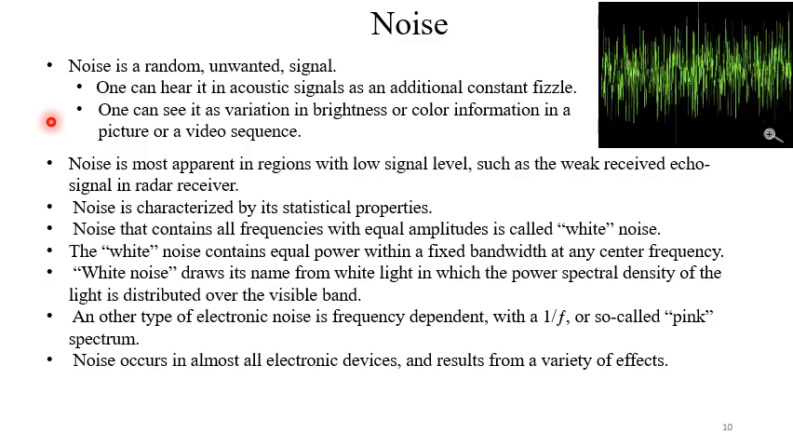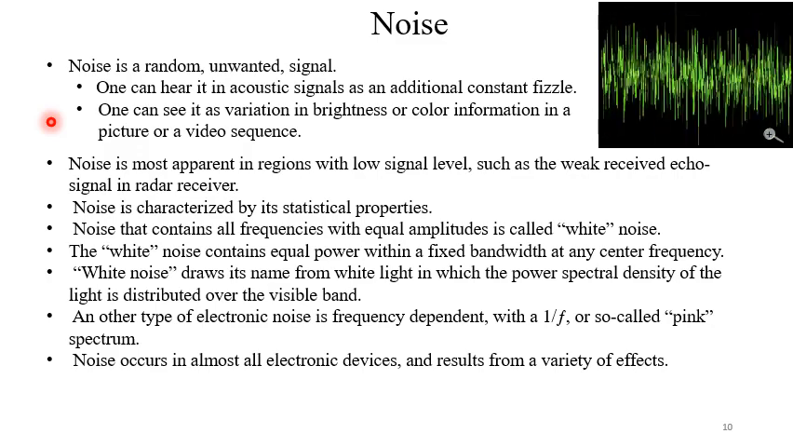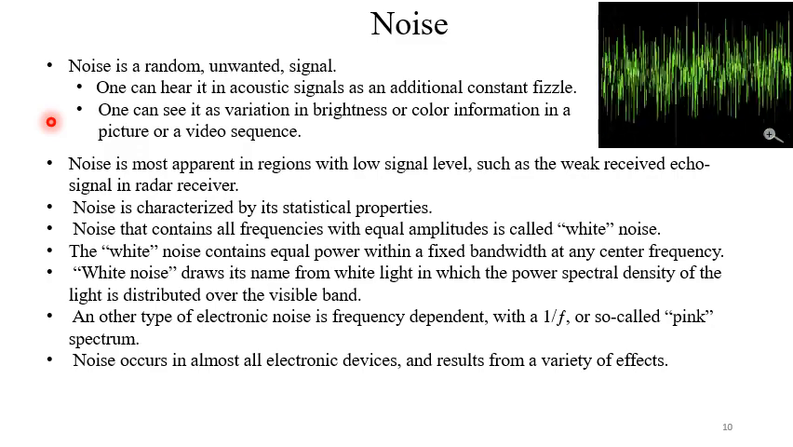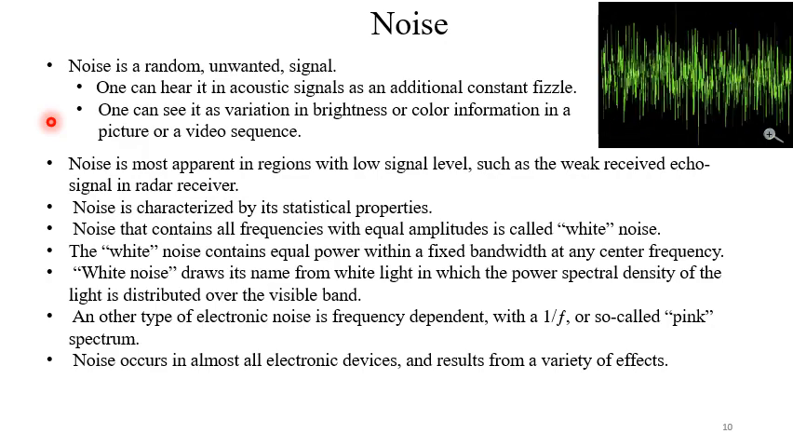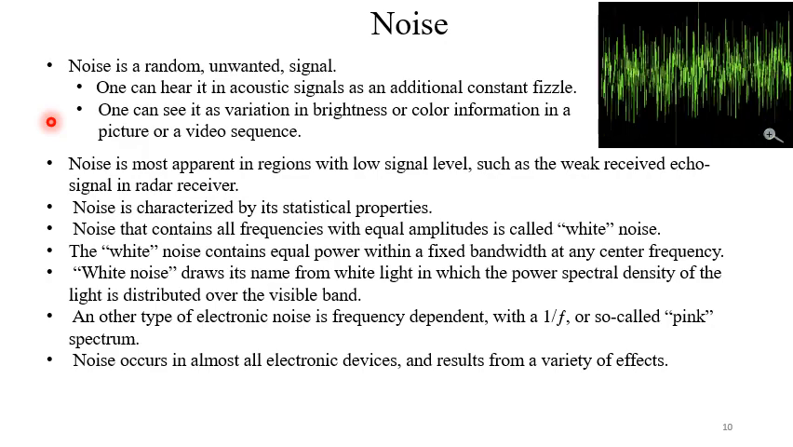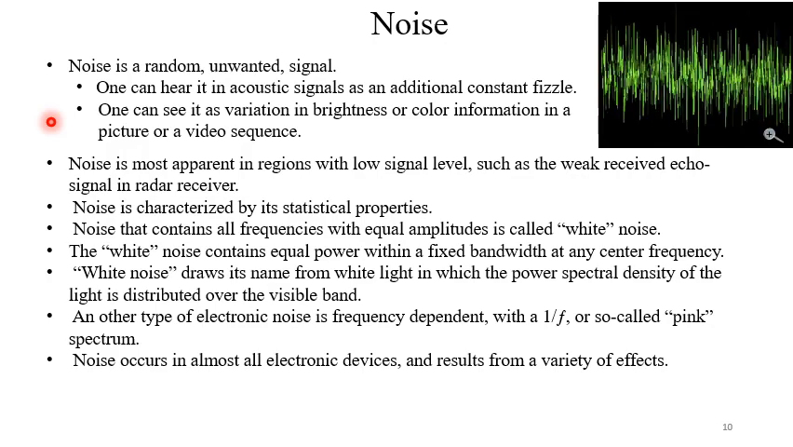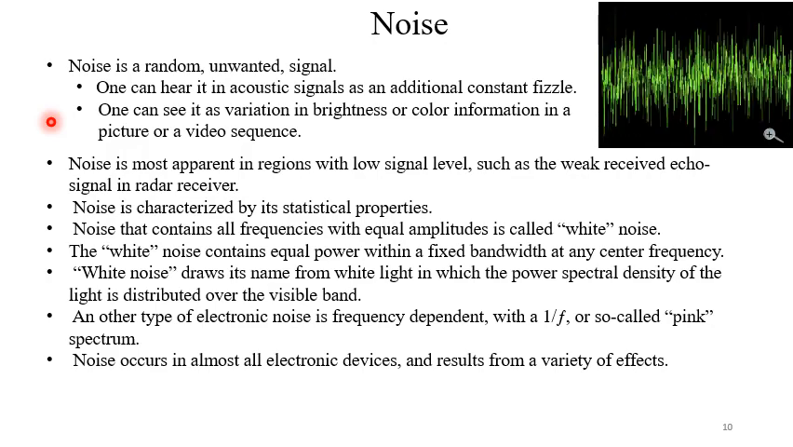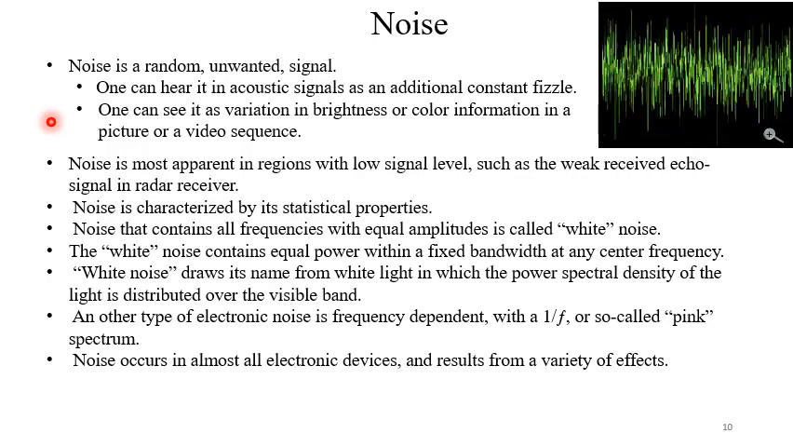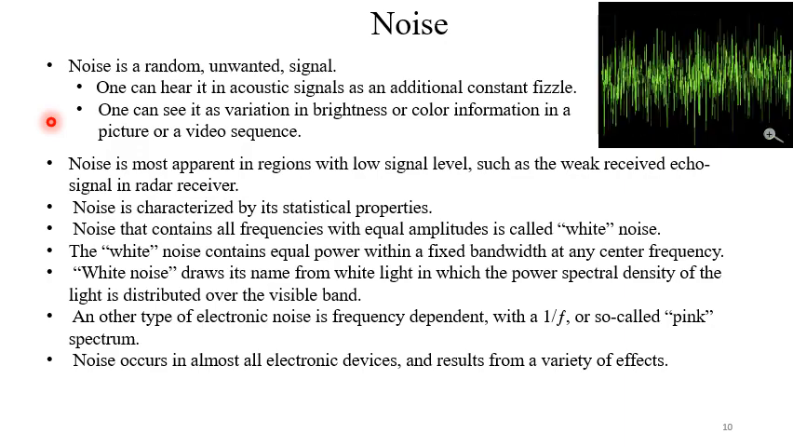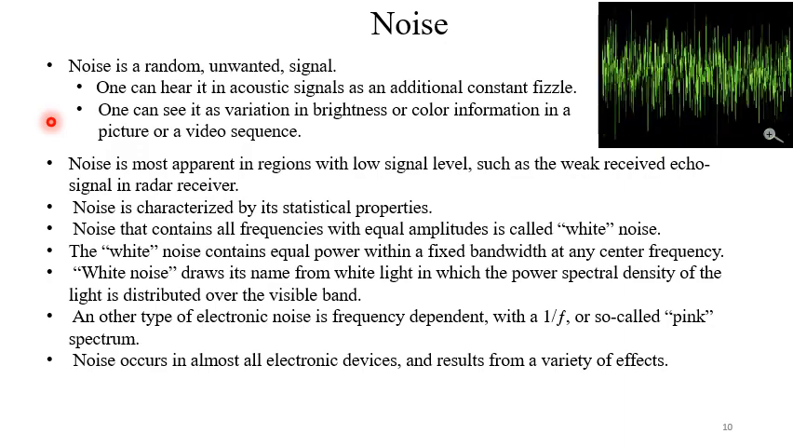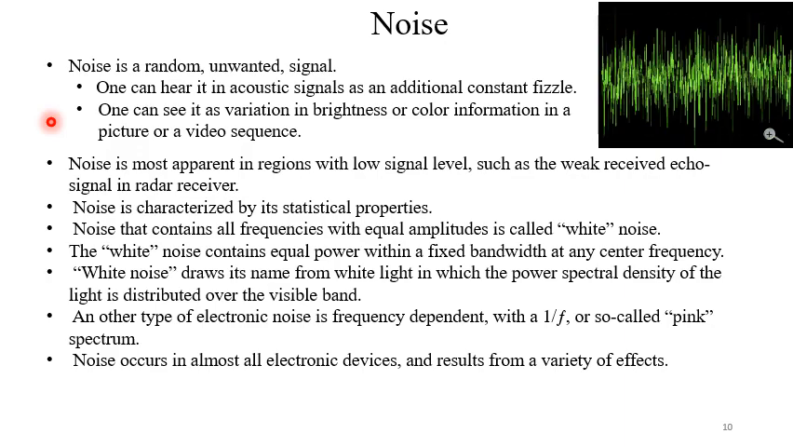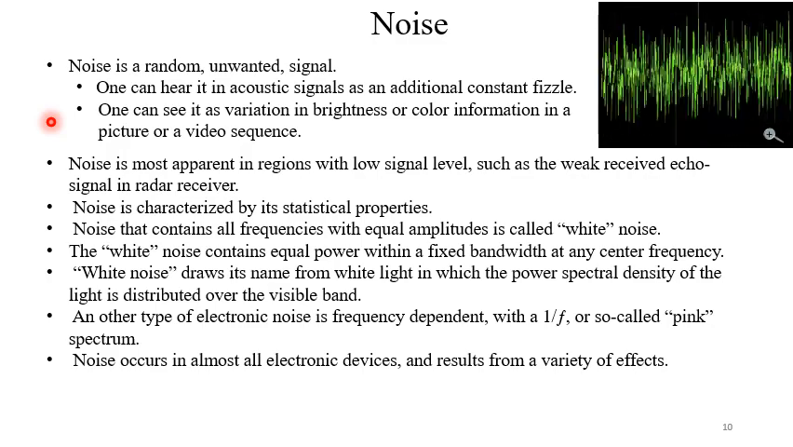Now, white noise draws its name from white light, in which the power spectral density of the light is distributed over the visible band. Another type of electronic noise is frequency dependent with a 1/f, or so-called pink, spectrum. Noise occurs in almost all electronic devices and results from a variety of effects.